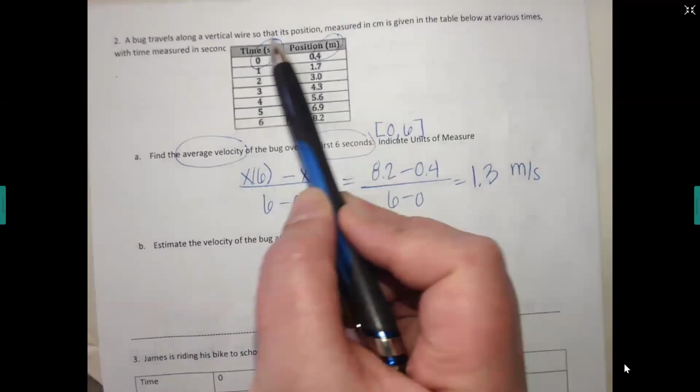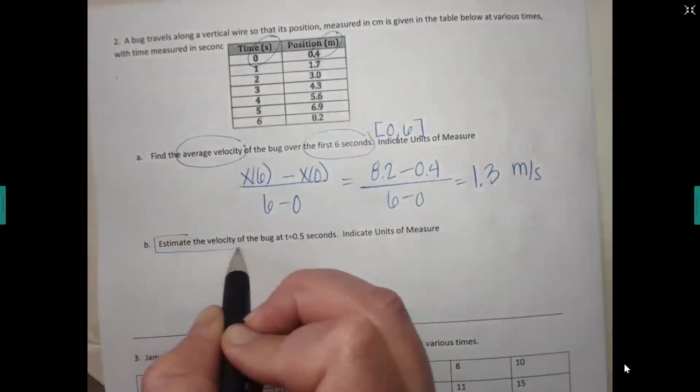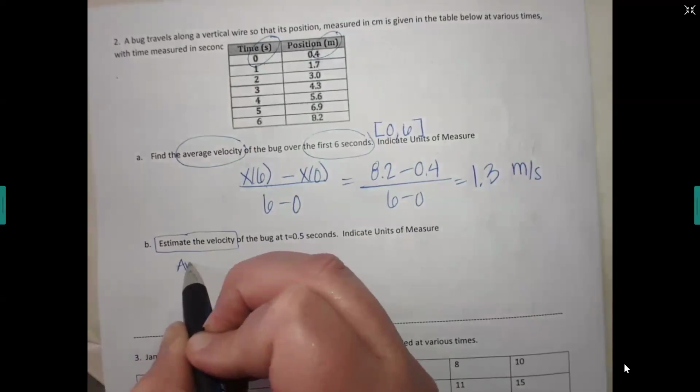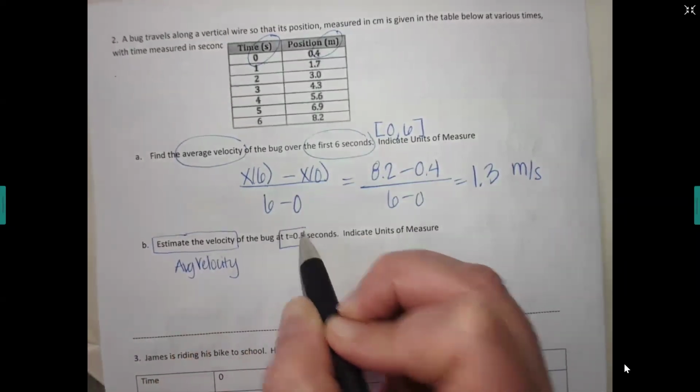Okay, now the next question says to estimate the velocity at 0.5. Okay, question. If I want the velocity, not average, but the actual velocity, what do I need to be able to take the derivative? I would need what type of information? Not a table, but I would need the equation. Yeah, and I don't have that. So if it says to estimate the velocity, then I'm going to do the average velocity around the smallest time interval that includes the time that I actually care about.